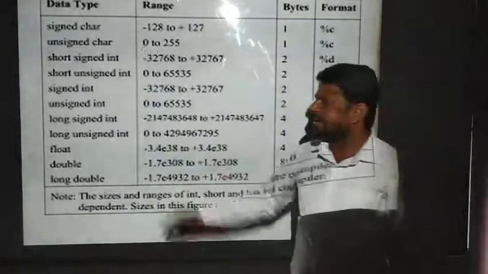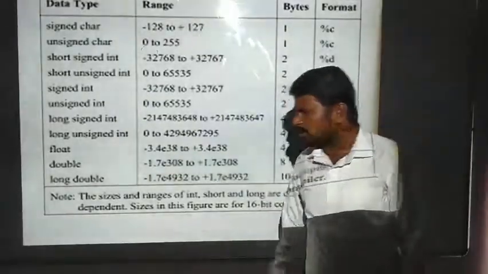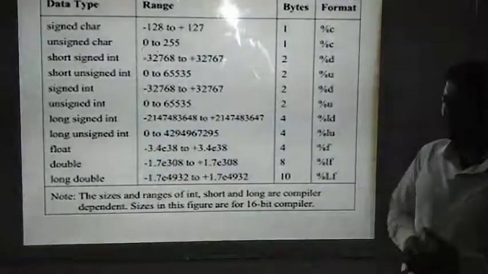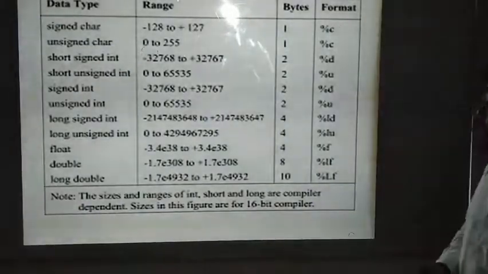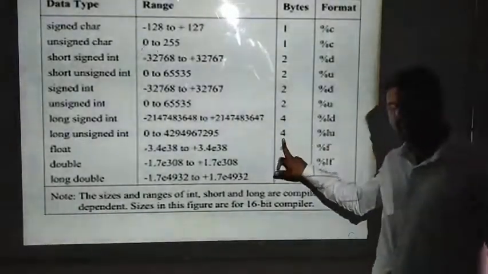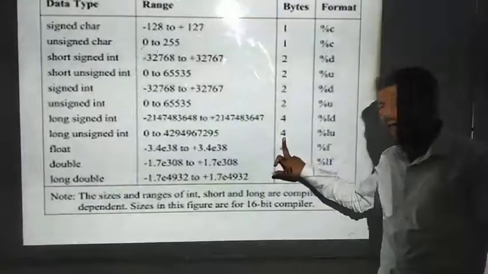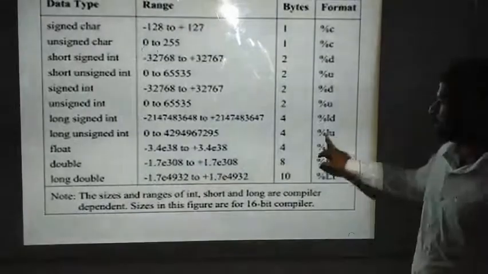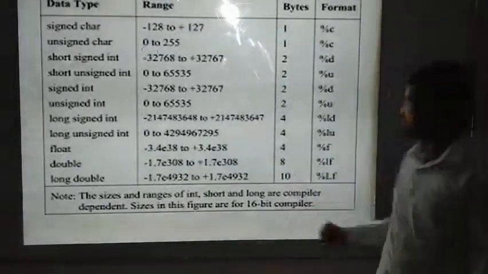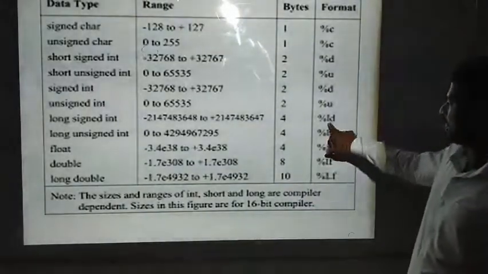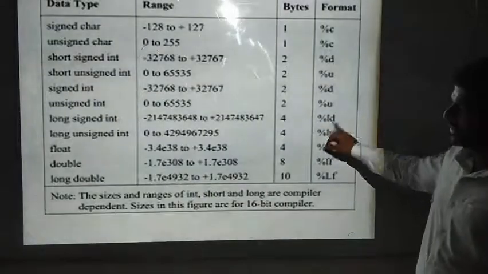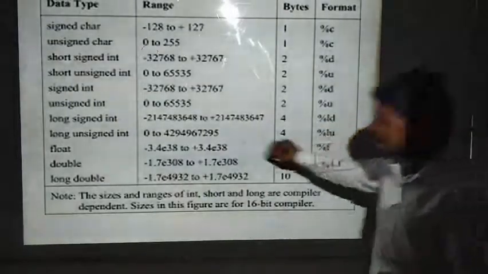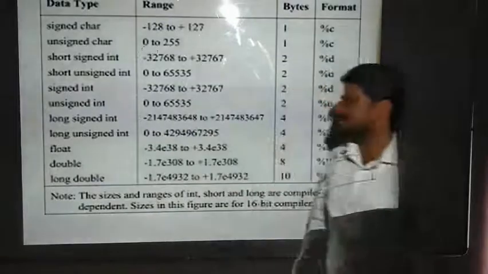For long unsigned integer, the range is 0 to 4294967295. It occupies 4 bytes of memory space. The format specifier for long unsigned integer is percentage LU. Here it is percentage LD for long signed integer, percentage LU for long unsigned integer.